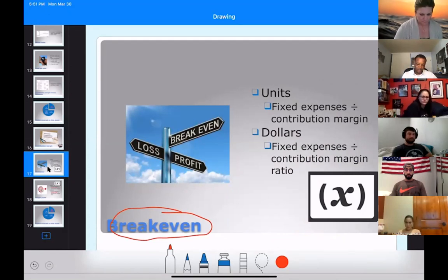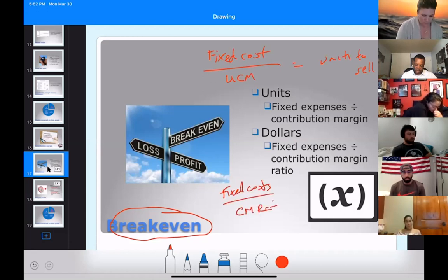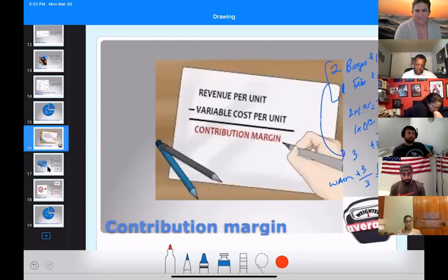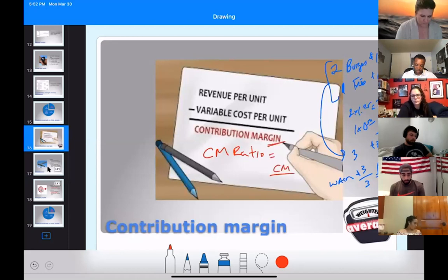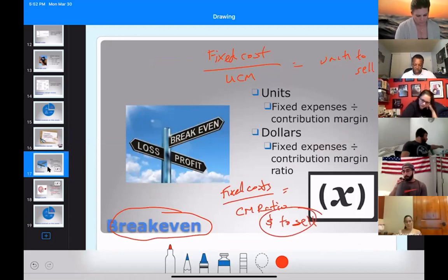Break even. So in the break even analysis, you look at your fixed costs and divide it by your unit contribution margin. This tells you how many you need to sell: how many burgers, how many fries. We can also take our fixed costs and divide it by our contribution margin ratio. Which, by the way, I don't think I explained that. Contribution margin ratio is your contribution margin, this number here, divided by your revenue, this number here. So our contribution margin ratio will tell us how many dollars we need to sell. How much revenue do we need to generate in order to break even?